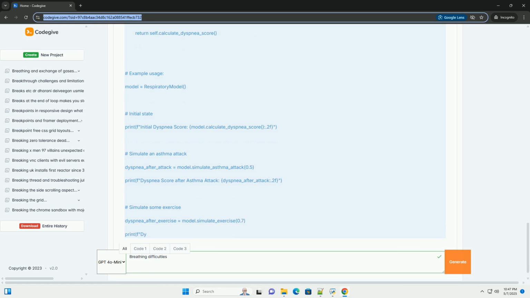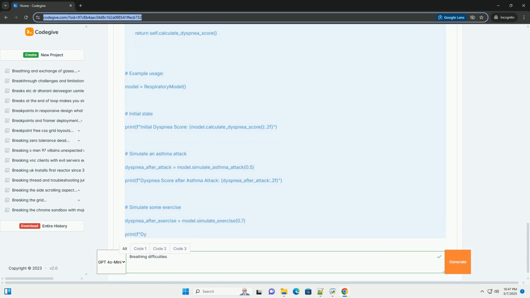Pulmonary function tests, PFTs, measure lung volumes, airflow rates, and gas exchange. They are used to diagnose and assess the severity of asthma, COPD, and other lung diseases. Complete blood count, CBC, checks for anemia or infection. Brain natriuretic peptide, BNP, blood test helps diagnose heart failure.